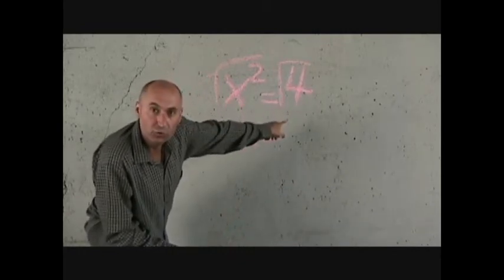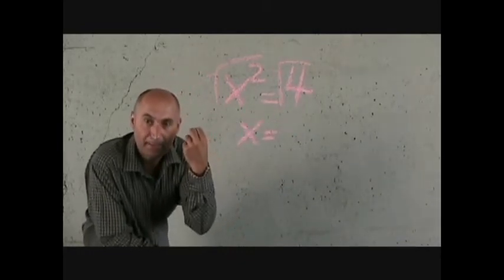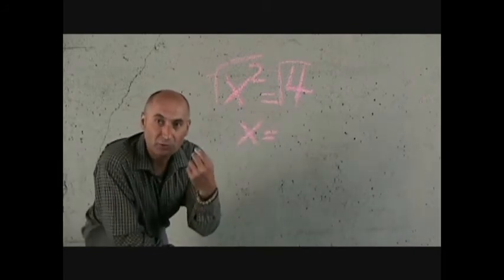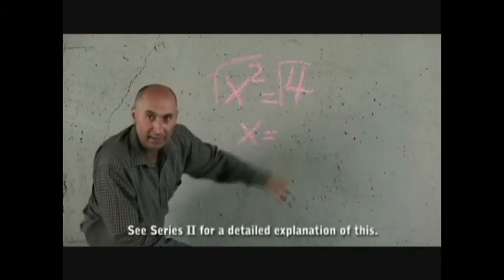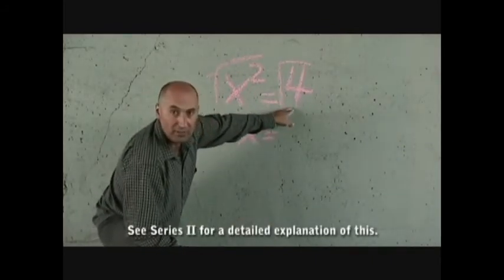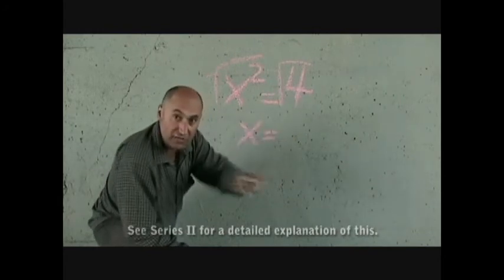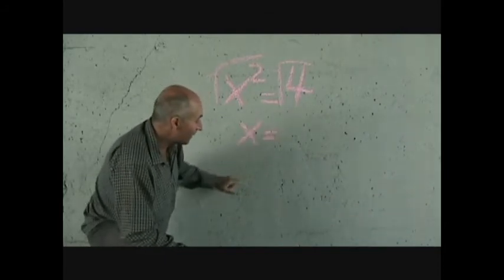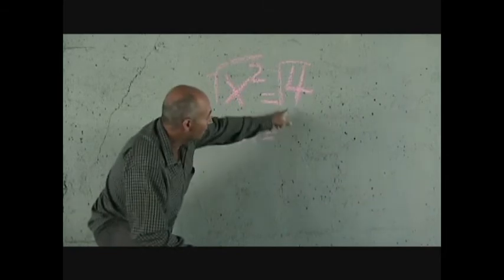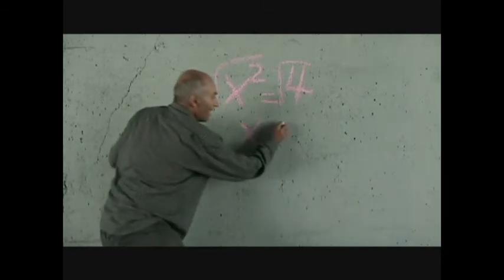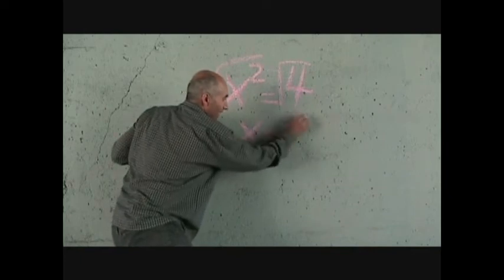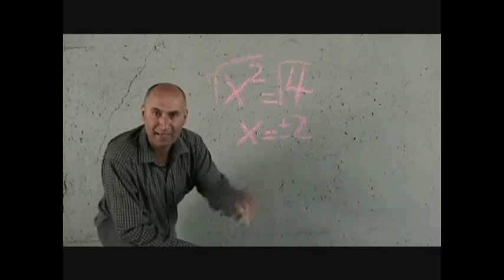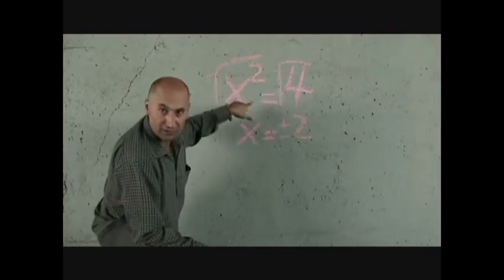X is equal to the square root of 4. If you ask anyone what the square root of 4 is, most people will say it's 2, right? But that's only half the answer. The square root of anything is plus or minus. So the square root of 4 is going to be plus or minus 2. So there are actually two answers to this. The reason for that is 2 times 2 gives you 4, and negative 2 times negative 2 gives you 4, right? And we talked about this in series 2. So the answer to this is plus and minus 2. So x equals positive 2 and x equals negative 2. And that's the same answer that we got when we did the factoring version of this, right?